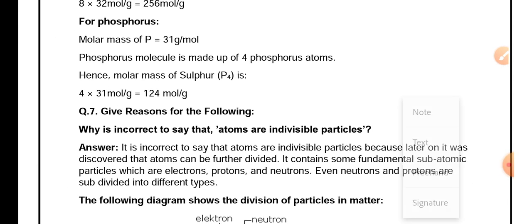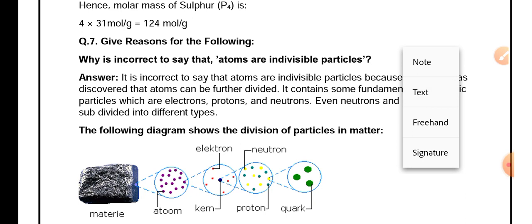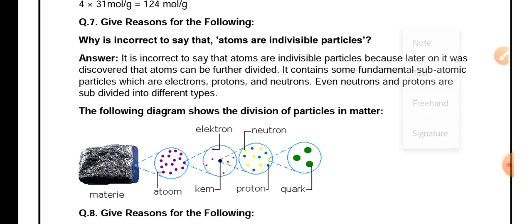Give a reason for the following. Why is it incorrect to say that atoms are indivisible particles? It is incorrect to say that atoms are indivisible because later on it was discovered that the atom can be further divided. It contains fundamental subatomic particles which are electrons, protons and neutrons. Even neutrons and protons are subdivided into smaller particles.